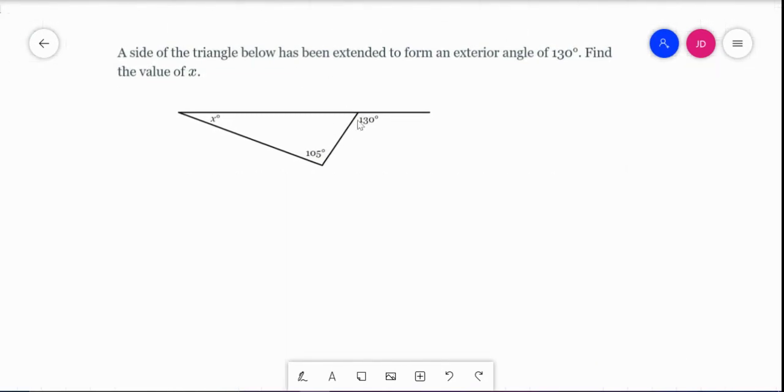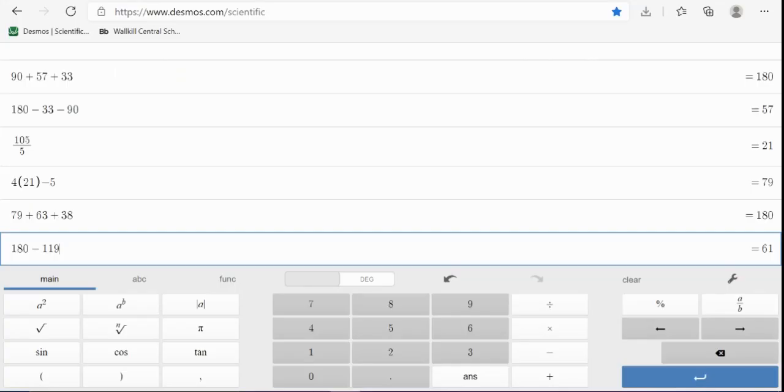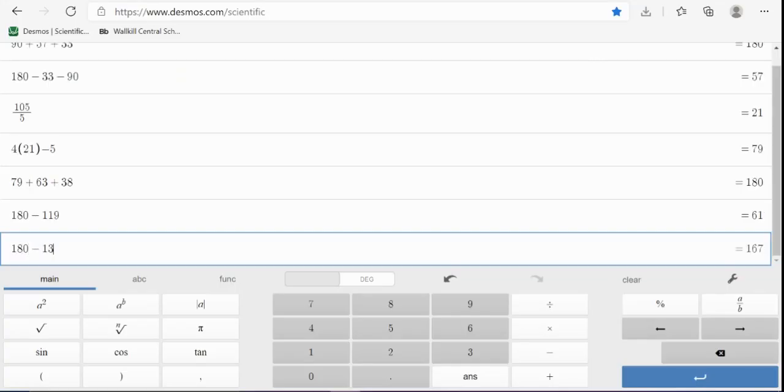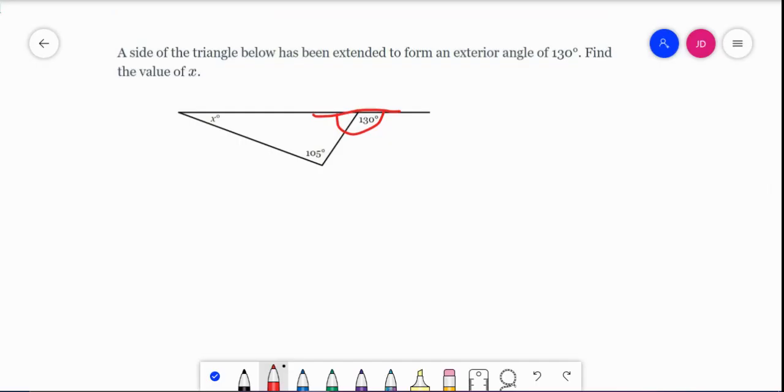We have to figure out what X is. So the first thing we would have to do is figure out what this is first. We know that this is a straight line, 180 degrees. So I do 180 minus 130, and that is 50. Means this is 50 degrees.